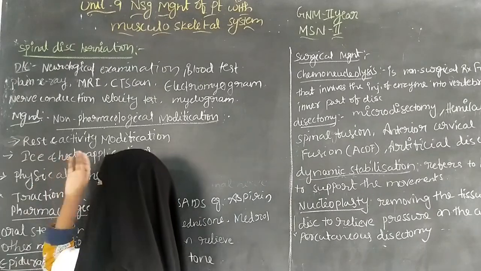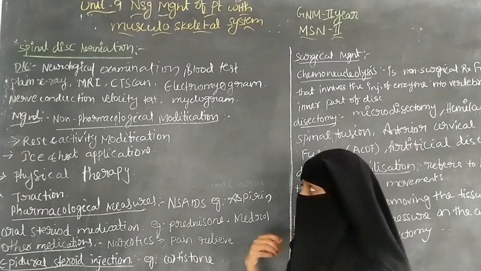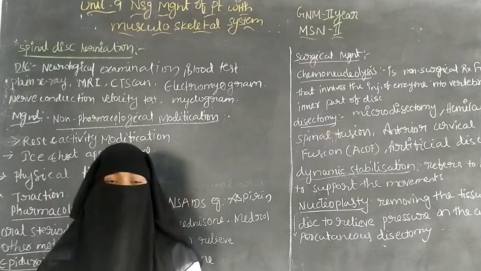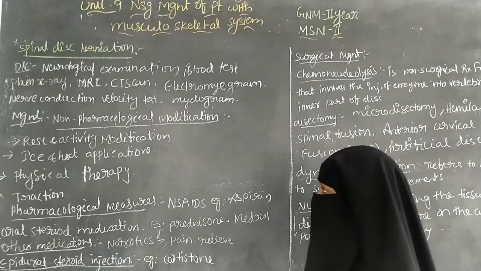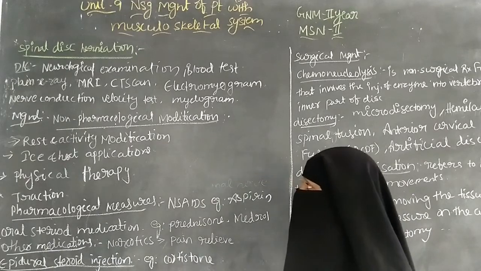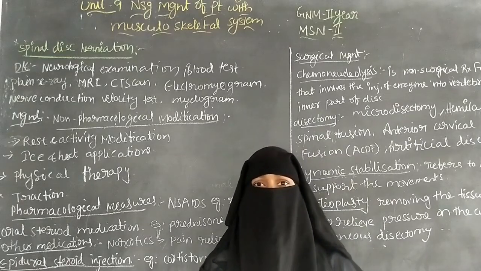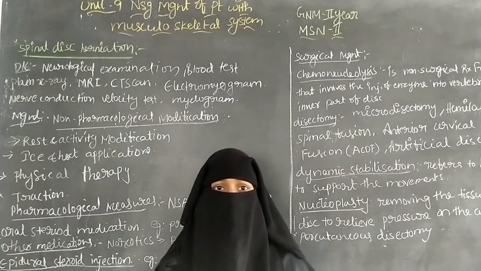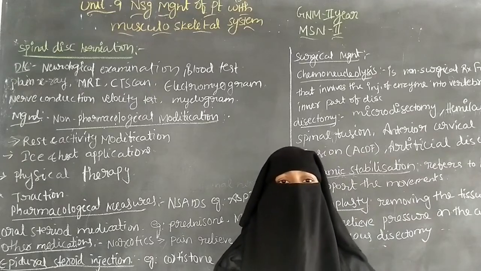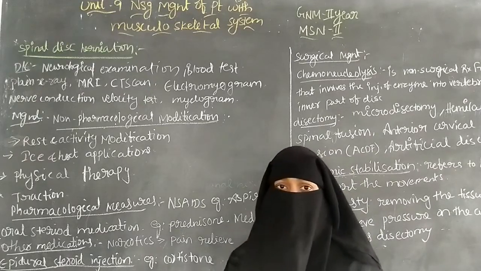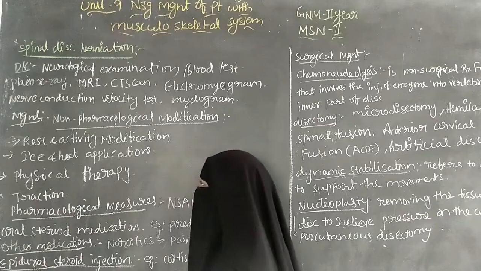Non-pharmacological measures include rest and activity modification. Complete rest should be provided to patients affected with a herniated disc, along with activity modification. The activity is minimum. The patient should not move continuously, only sometimes, and there should be minimum activity, with complete bed rest provided to the patient.